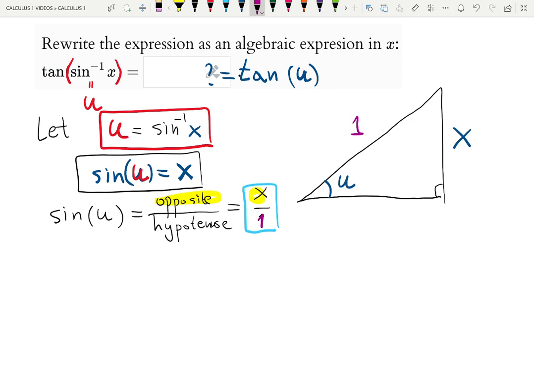Now I am almost done. The goal is to find tangent of this angle. I know that tangent of this angle will be x over the missing side. So we just need to find that missing side. It's going to be x over the question mark.